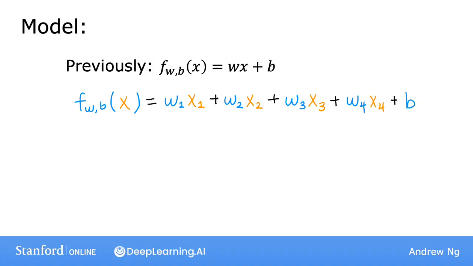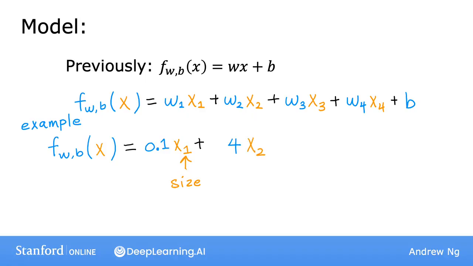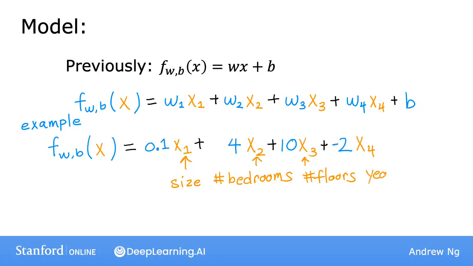Concretely, for housing price prediction, one possible model may be that we estimate the price of the house as 0.1 times x1, the size of the house, plus 4 times x2, the number of bedrooms, plus 10 times x3, the number of floors, minus 2 times x4, the age of the house in years, plus 80.